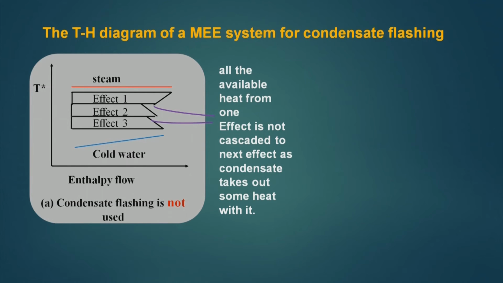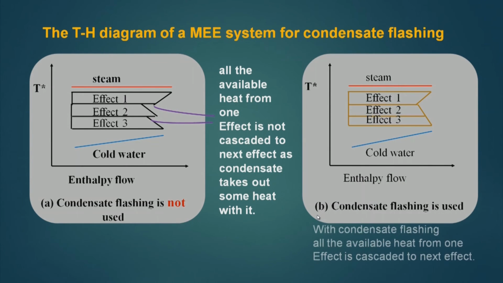Now, this shows the condensate flashing is not used. If I am not using the condensate flashing, this may look like something like this, because this much of heat goes away with the condensate. So, my MEE diagram will look something like this, but if I am using condensate flashing, this will look like this, because I am to some extent regaining that heat which is being lost.